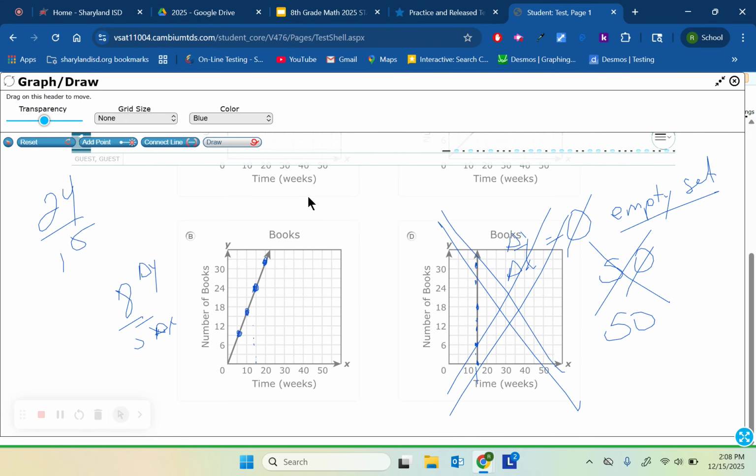No, A and B don't work. This is a slope of 0. This is undefined. This one's not steep enough. This one hits it just perfect. And then I could use my calculator to verify the other coordinates.